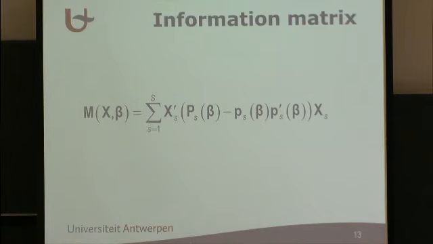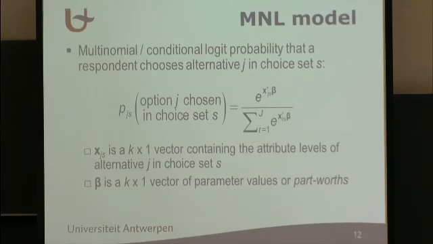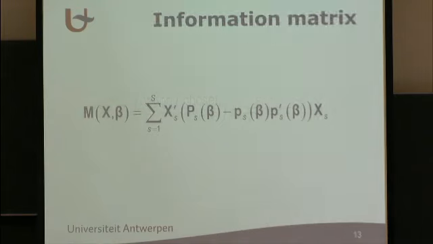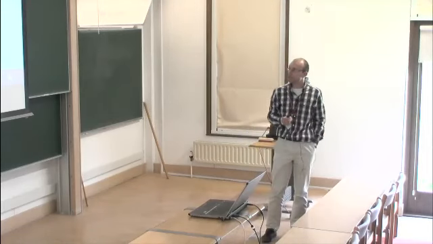And then we have a capital P matrix and a small p vector. This capital P is a diagonal matrix that has all choice probabilities on its diagonal, choice probabilities of this form here. And this vector small p, that's a vector with again the same probabilities, containing the very same probabilities.